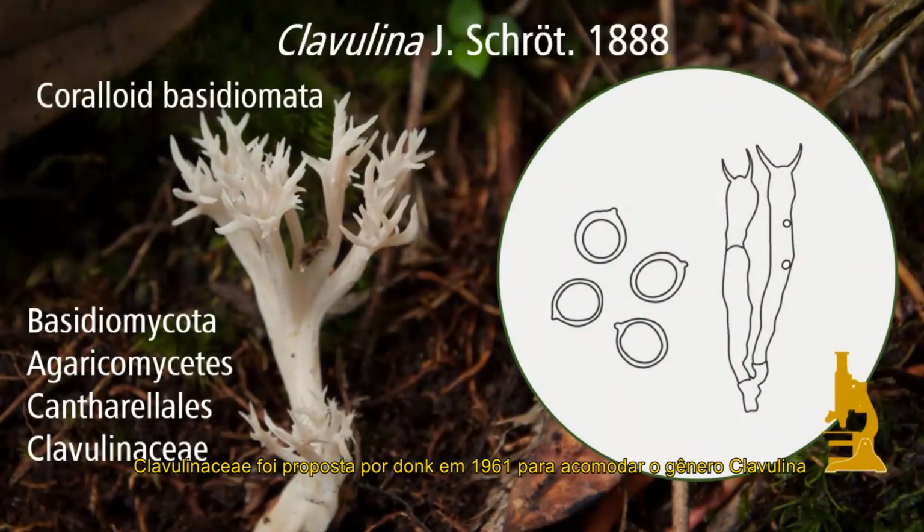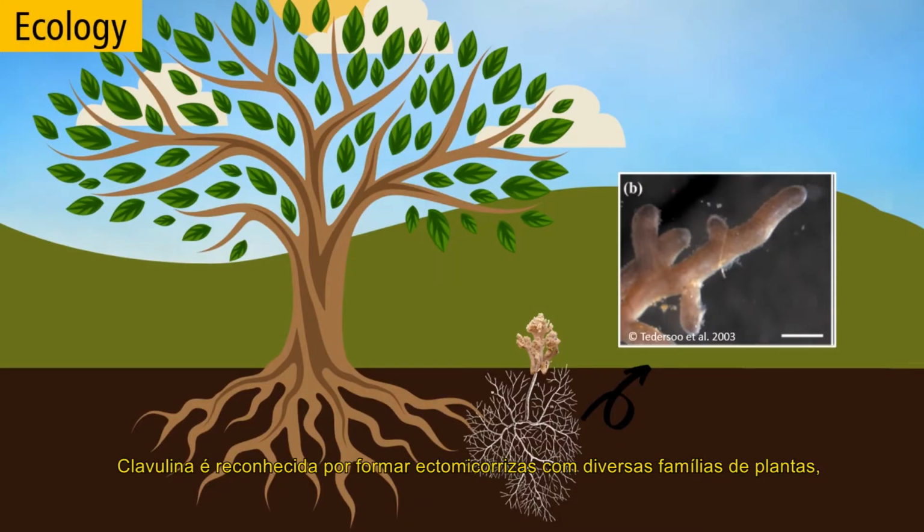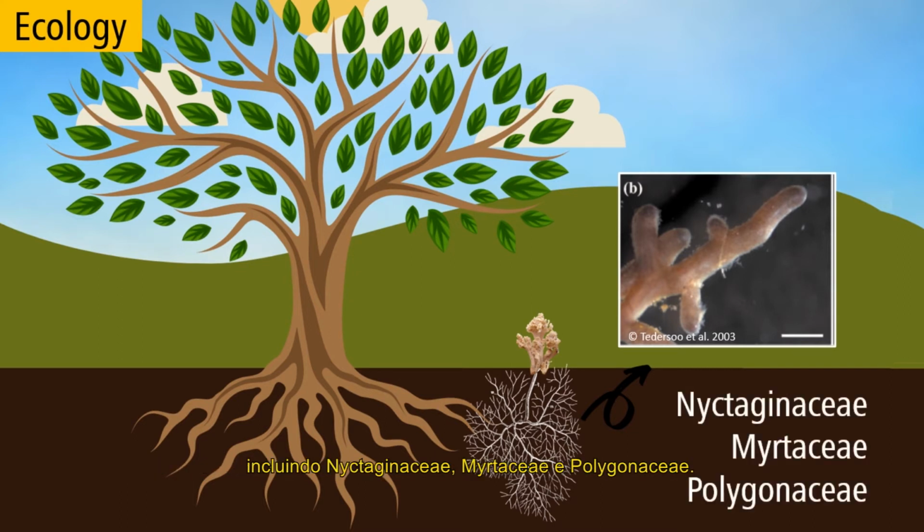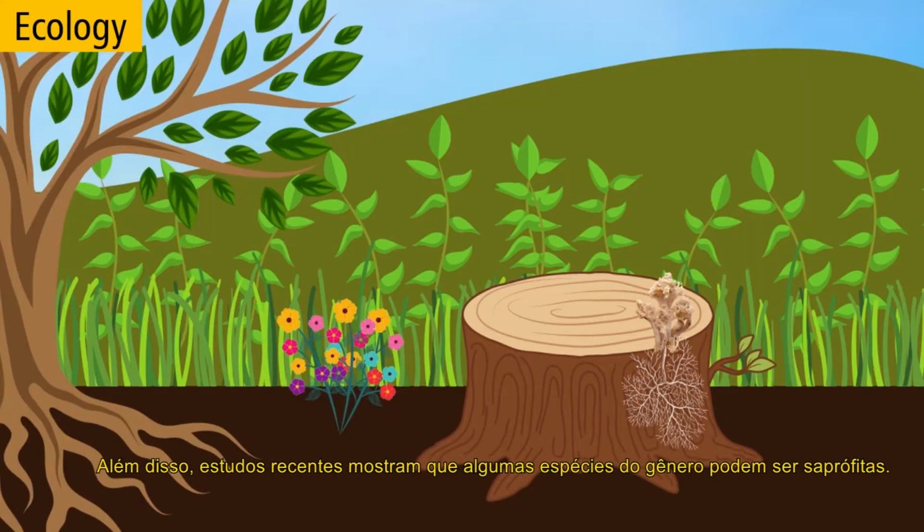Clavulinaceae was proposed by Donk in 1961 to accommodate Clavulina, and is placed in the monophyletic order Cantharellales. Clavulina is known to form ectomycorrhizae with several host plant families, including Nyctaginaceae, Myrtaceae, and Polygonaceae. Even though these plant families are known to be distributed in the Atlantic forest, studies on ectomycorrhizae are still scarce in Brazil, and very little is known about the plants associated with Clavulina. Also, some studies have found out that some species may be saprotrophic.